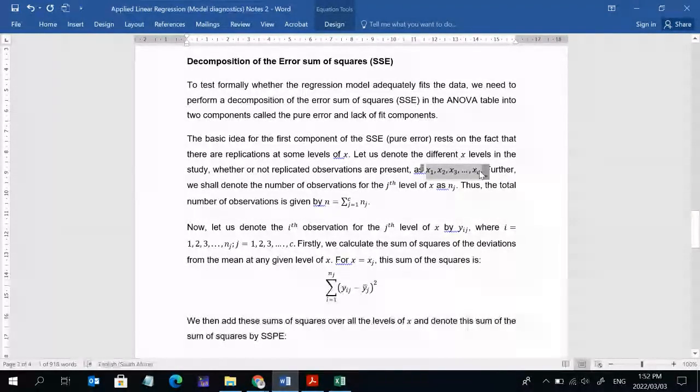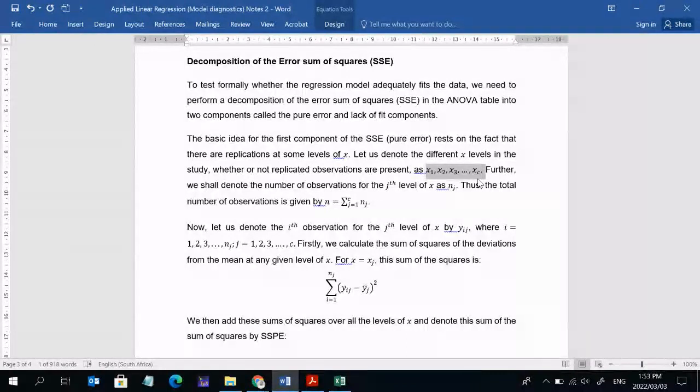We're going to denote the different levels of x like this. So we have x1, x2, x3 up to xc, where xc will be the number of levels that we are having. So in that example that I gave, it means we're having 3 levels: x1 which is equal to 2, x2 which is equal to 4, and x3 which is equal to 6.